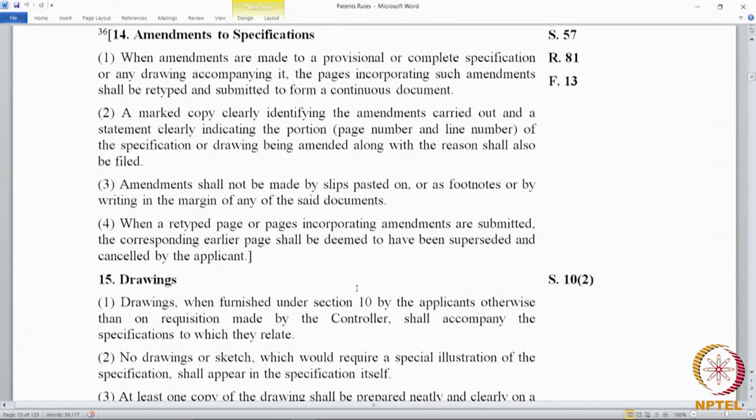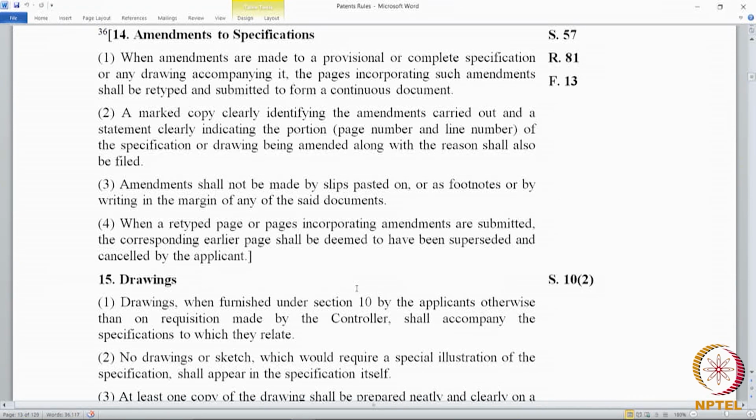Rule 14 deals with amendment of specifications. Now, specifications can be amended at the patent office at any time before the grant and also after the grant. Section 57 describes the details of amendment of a specification. There can be voluntary amendments, there can be amendment pursuant to a direction by the controller. We will be looking at that in greater detail when we cover section 57.